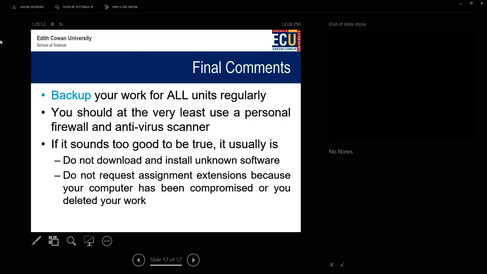Please do not download or install unknown software. Do not request assignment extensions because your computer has been compromised or you deleted your work. If you have got some genuine issue, please do come to me and ask for an extension, I'm more than happy to give you that extension. And if that reason is genuine, I can give you an extension for 1 week. And if it is beyond that, just send me your documents with more evidence, and I will seek approval from the Dean Teaching and Learning. Okay?